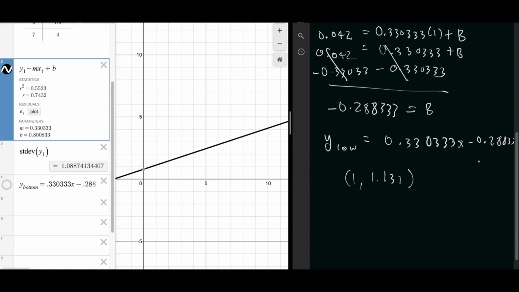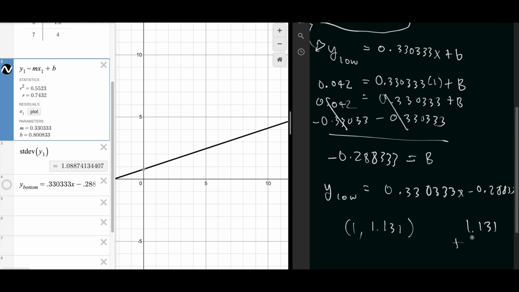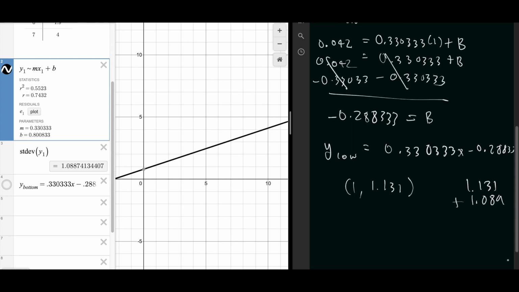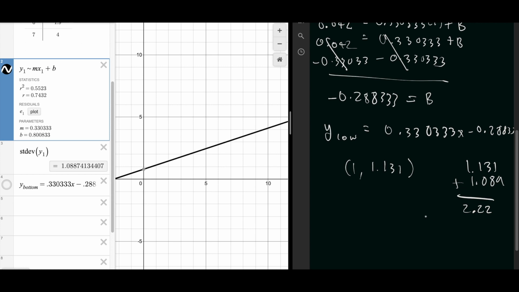So 1.131 plus the actual deviation, which is 1.089, and we get 2.22. So 2.22. Instead of the price of the stock being $1.13, it will be $2.22.